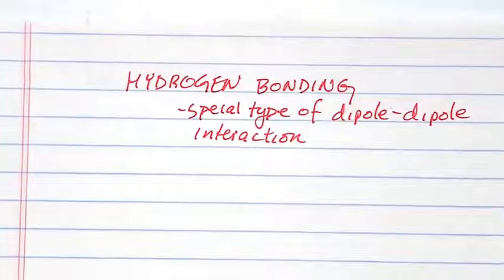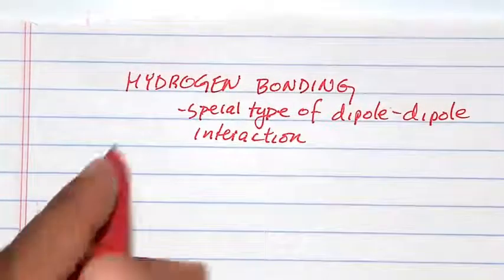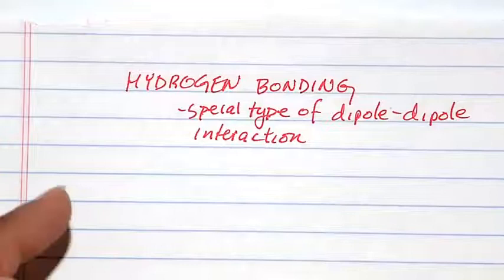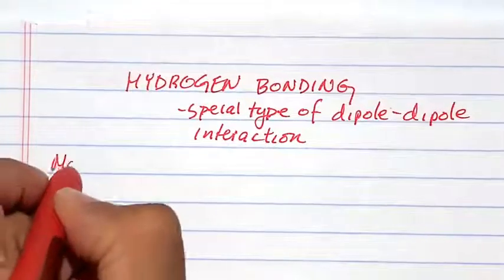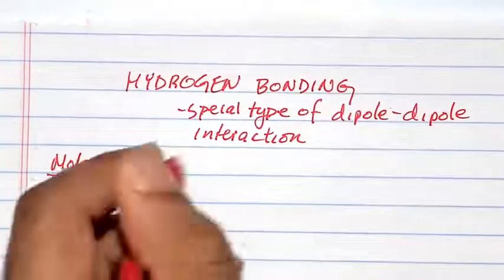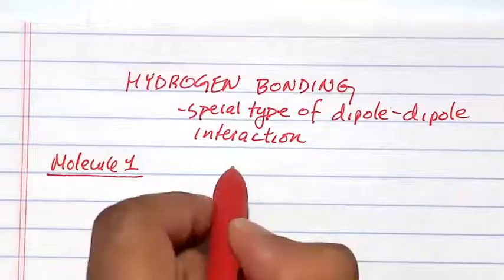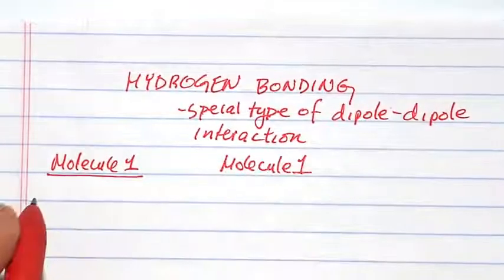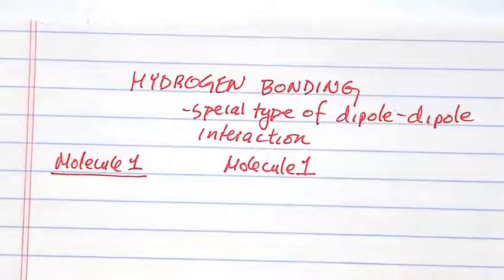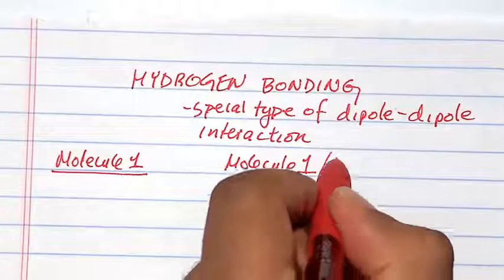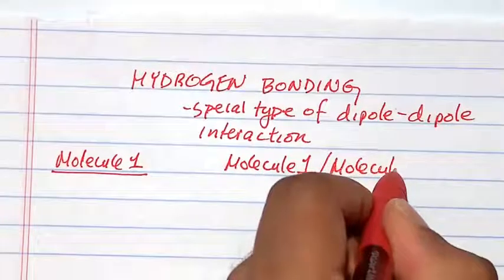And it exists between 3 atoms. So hydrogen bonding, so there has to be a hydrogen here. So we'll call this molecule 1. And hydrogen bond can occur between molecule 1 and itself. Water can hydrogen bond to itself, henceforth why it has such a high heat of vaporization or boiling point. Or it could hydrogen bond with a totally different molecule.